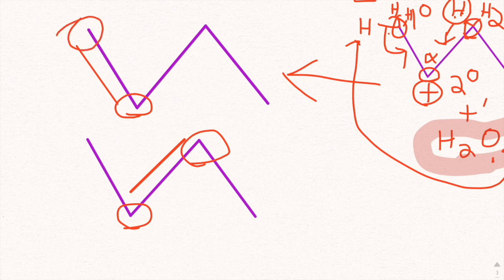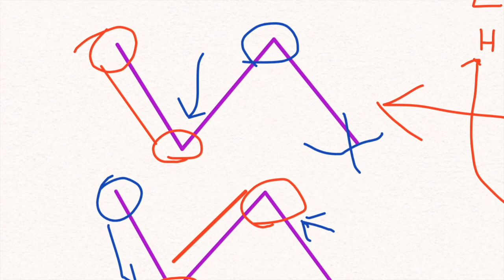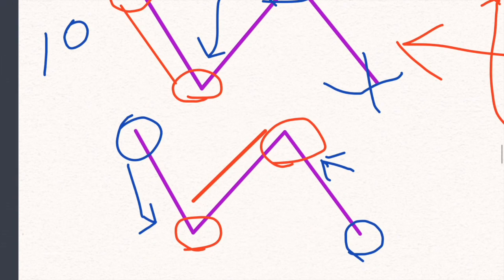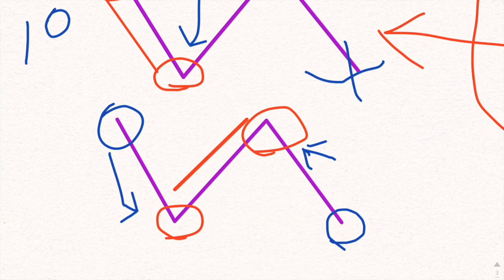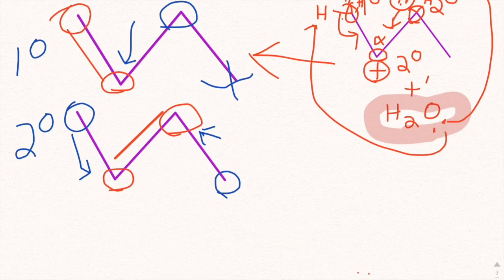Now you count how many beta carbons are around that. I'm going to do them in blue. So you have one next to this alpha and one next to this alpha. Here you have one next to this, and this one over here is too far, so it's not a beta. So this one has 1, so this is technically a primary, and this is a secondary. Secondary alkenes are more stable than primary, so what you end up having is this being your major product.